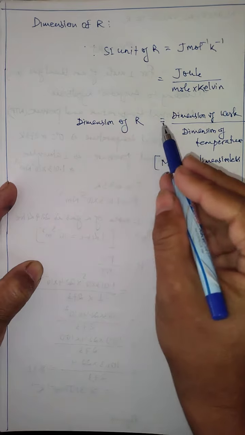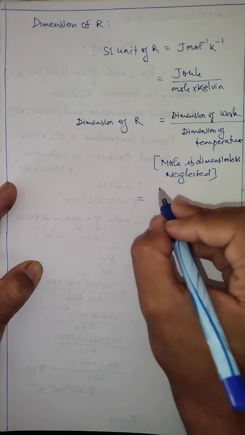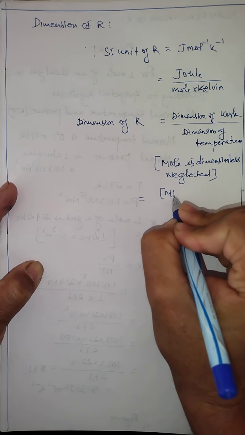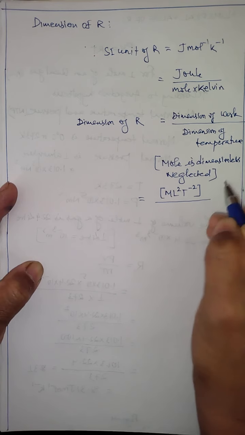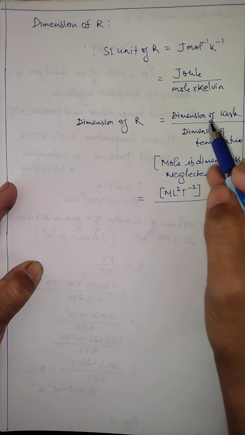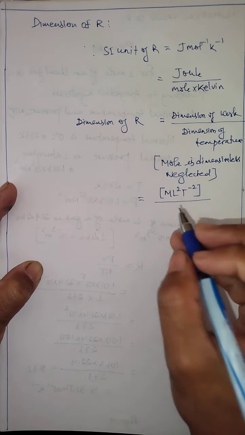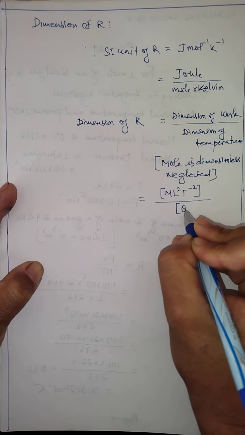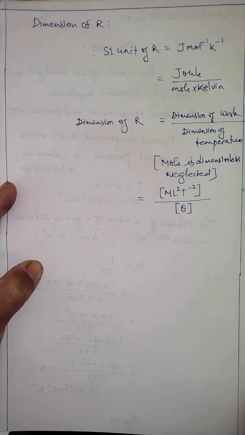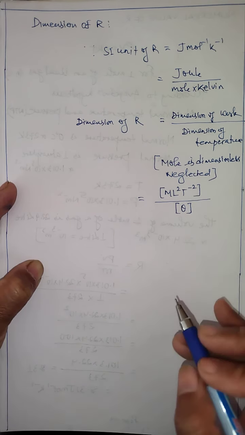So the dimension of R is nothing but the dimension of work by the dimension of temperature. The dimension of work, as you have learned, is ML square T minus 2. See, the dimension of work or the dimension of energy is the same. The temperature also has a dimension, and the temperature dimension is given by theta. Sometimes it can be written as K also, but let me use theta only.